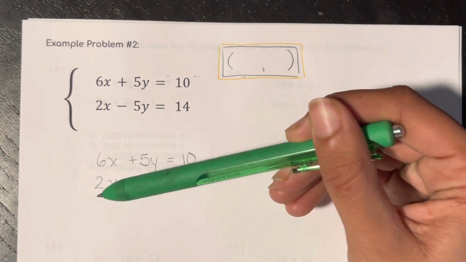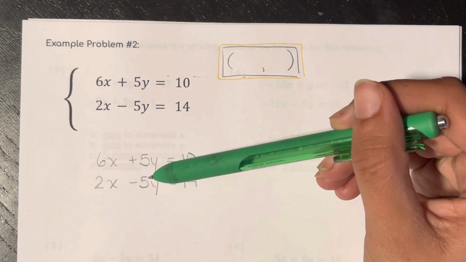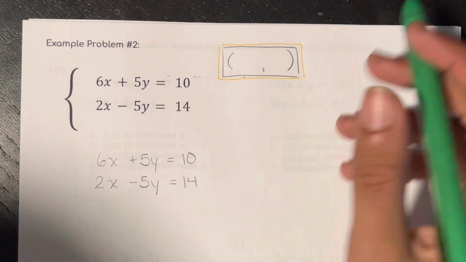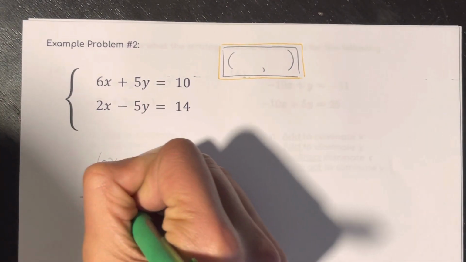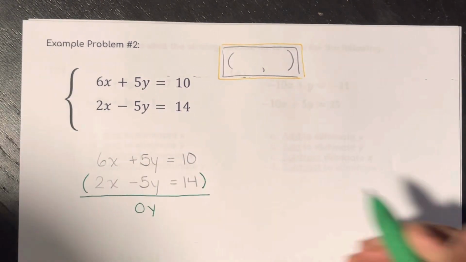All right, I'm looking for the variables that are similar. X has a 6 and a 2. And here it has a 5 and a negative 5. Now, those are the most similar, so we're going to be canceling our y's. So I have to figure out, am I going to add these or am I going to subtract these? Because the goal is that this ends up being 0y.